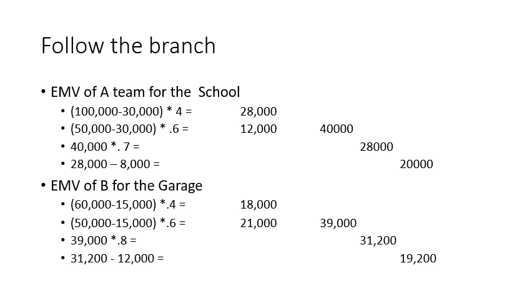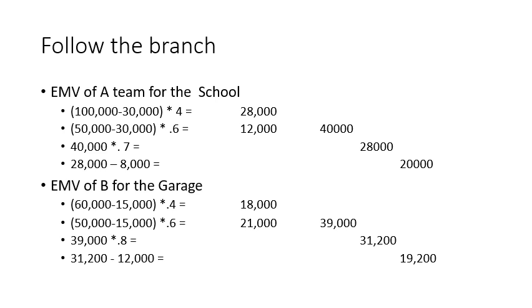The EMV of B for the garage, 60,000 minus 15,000 times 0.4 is 18,000. 50,000 minus 15,000 times 0.6 is 21,000. That gives us a value of 39,000. There's an 80% probability of that, which gives us 31,200. 31,200 less the 12,000 that it's going to cost us to bid gives us a value of 19,200. Again, the exact same thing as we had on the previous approach.